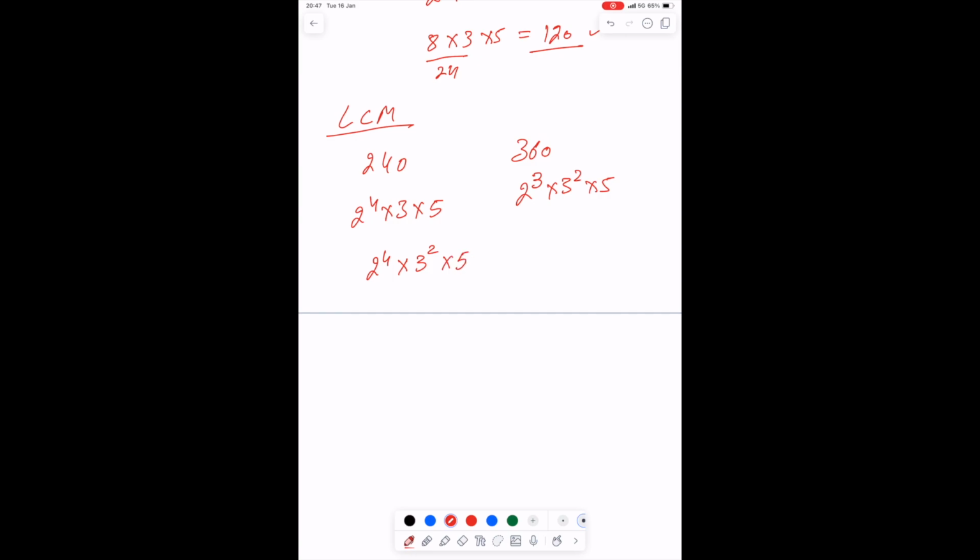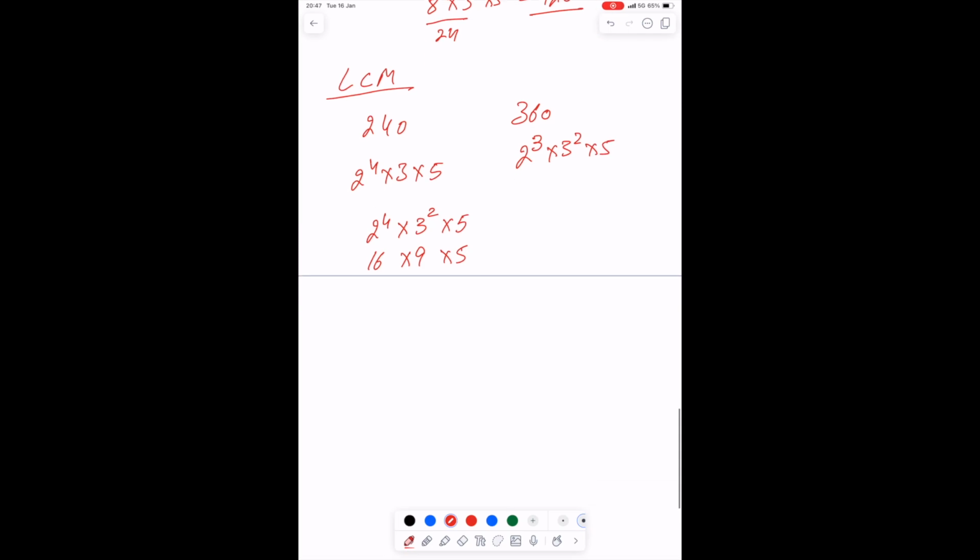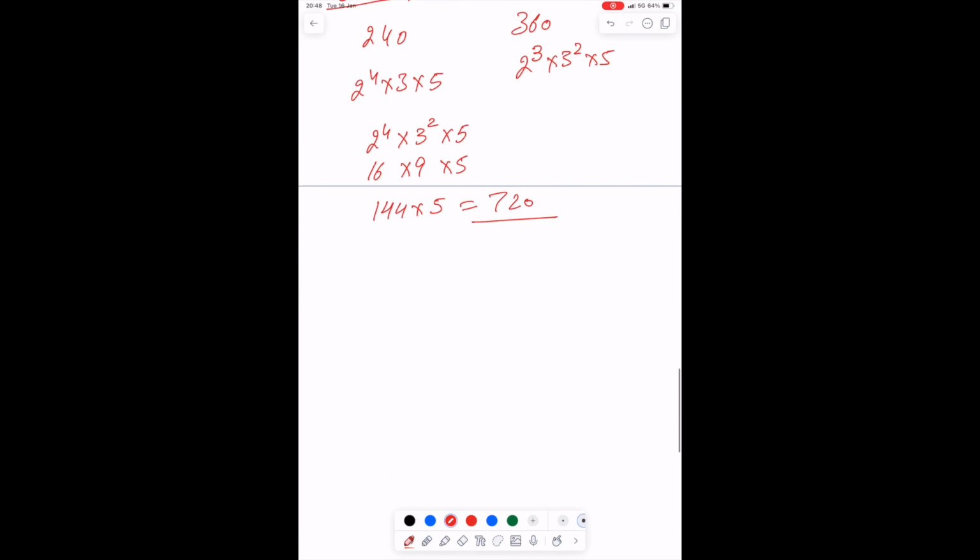2 to the power 4 can be written as 16, and 3 to the power 2 is 9, into 5, right? So here what we get is 16 into 9 into 5, which is 16 into 9 means 144, into 5, which comes out to be 720. So in the case of 240 and 360, what we get is HCF was 120, LCM was 720.